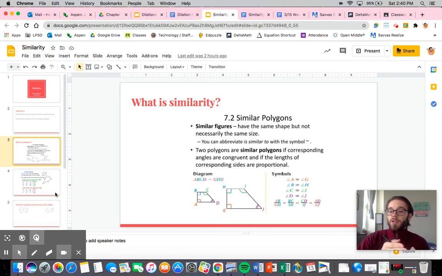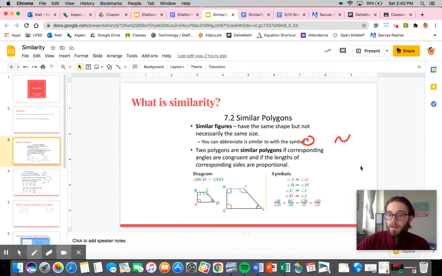You know, if this side's 2, this side's 2. When that side's 4, that side's 4. They would have the same angles and everything like that. In a similar polygon, which you're going to indicate with this symbol, the little squiggle here, the sides are going to be proportional, okay? The angles will still be congruent, so the angles will still be the same, but the sides are going to be proportional.